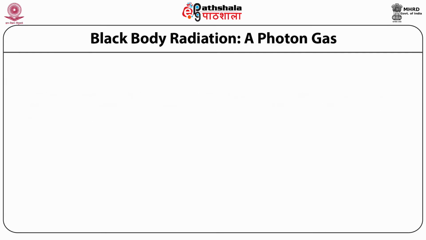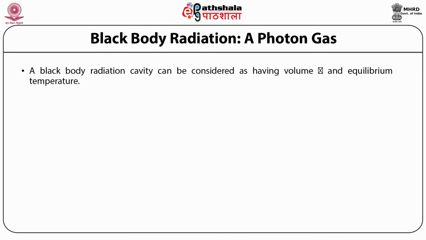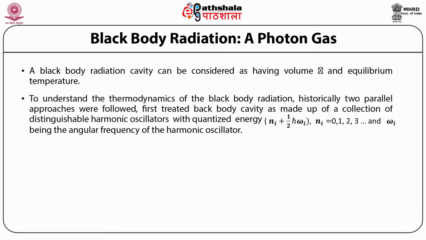Let us focus our attention on blackbody radiation, which is an example of a photon gas. A blackbody radiation cavity can be considered as having volume V and equilibrium temperature T. To understand the thermodynamics of the blackbody radiation, historically, two parallel approaches were followed. The first treated the blackbody cavity as made up of a collection of distinguishable harmonic oscillators with quantized energy (n_i plus half) multiplied by h bar omega_i, where n_i is equal to 0, 1, 2, 3, and omega_i being the angular frequency of the harmonic oscillator.